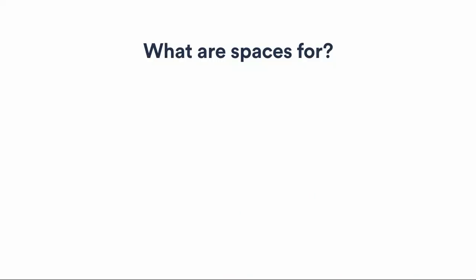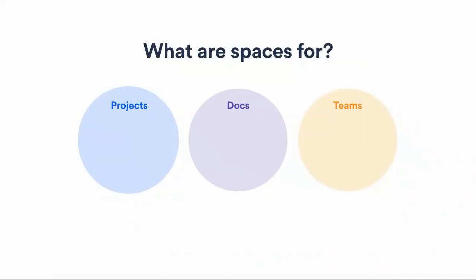So, let's start with the age-old question. What are spaces for? When should I create a new one? I find they're for three things broadly: projects, docs, and teams. You can make some substitutions here. Projects might be clients, docs might be more specifically a knowledge base or reference documentation. And teams can be your single team or a whole department.